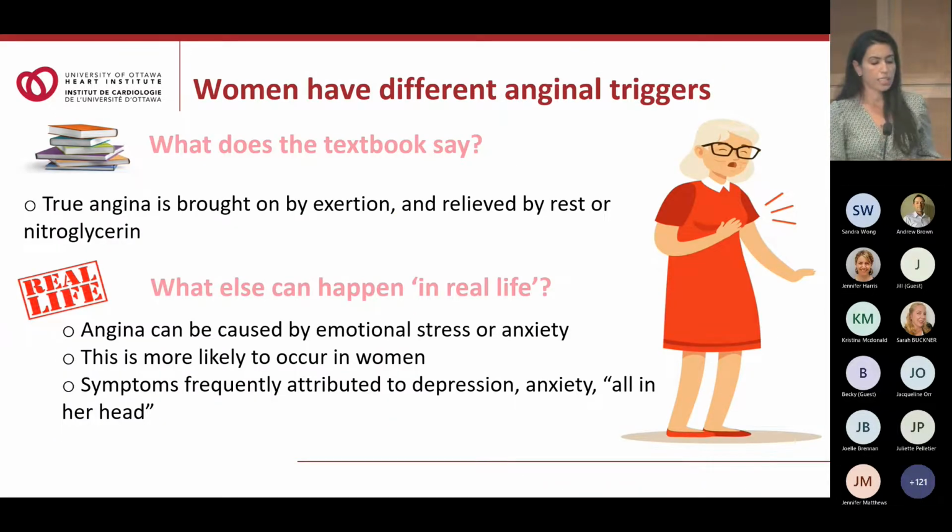The other thing I wanted to discuss today, and we discussed this in my clinic this morning, is that people can have different anginal triggers, and this is more common in women. We all learned that the classic trigger of stable angina is exercise, a pain on exertion that relieves with rest or nitro. And in real life, what we can see is that anginal chest pain, due to decreased coronary blood flow, can indeed be caused by emotional stress and anxiety. And this is more common in women than men. Very often, it gets attributed to being all in their heads, because of anxiety and depression, which can be the case, but is often not the case.